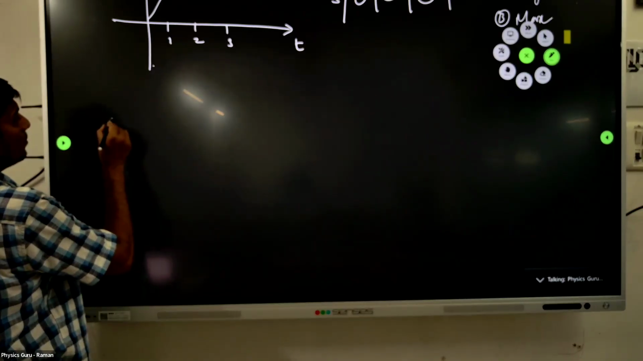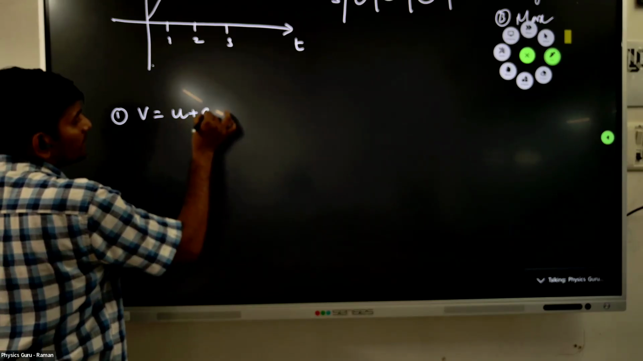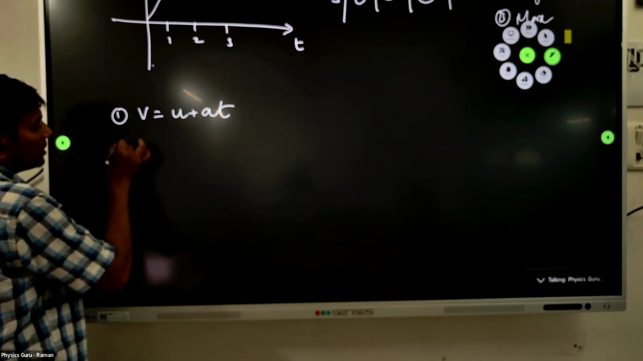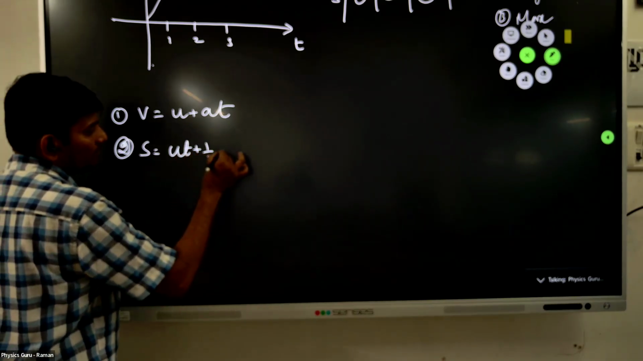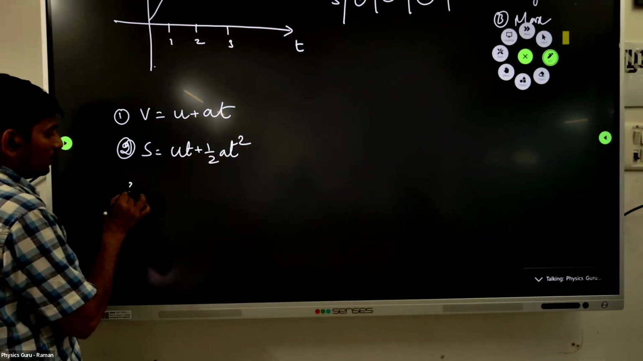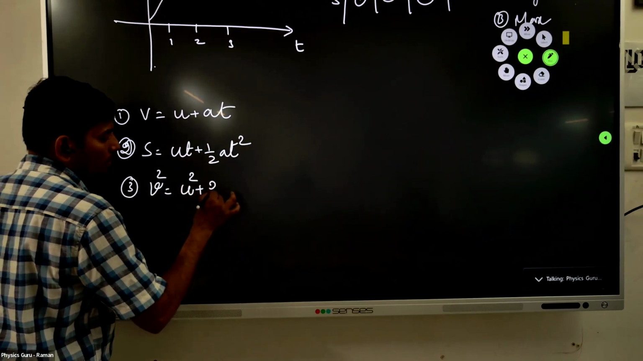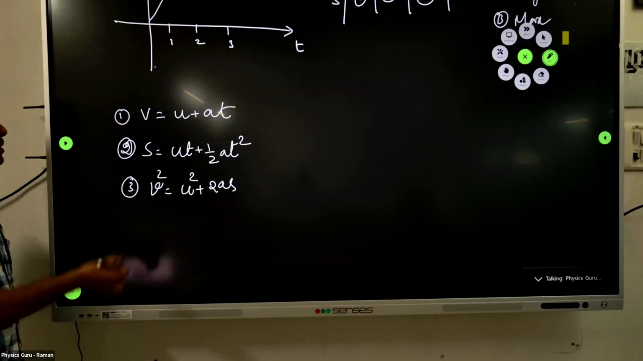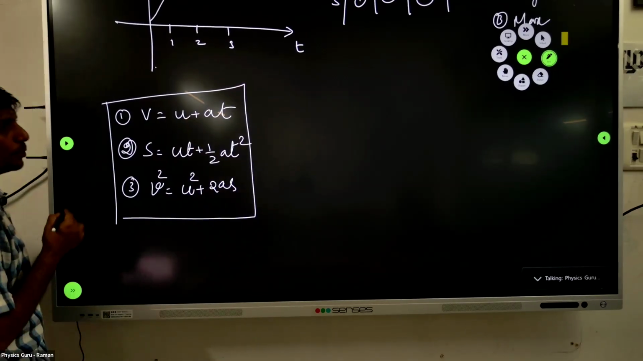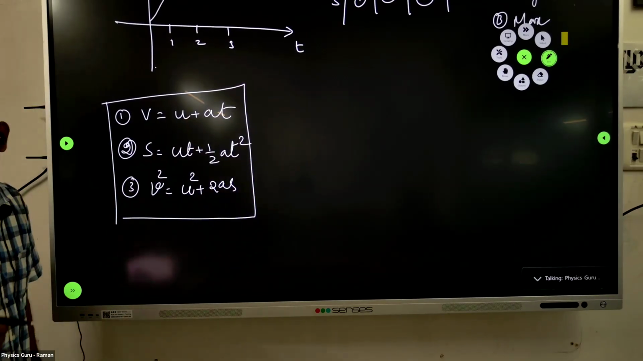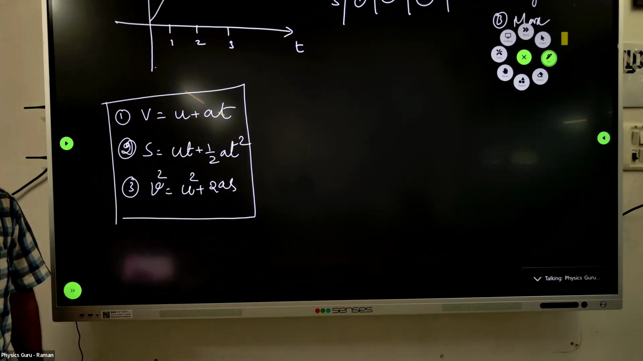So the first equation we derived would be what, sir? First equation is V is equal to U plus AT. And the second equation, S equals UT plus half AT squared. And the third equation is V squared is equal to U squared plus 2AS. So these are the 3 equations we learned. And for these 3 equations to be true, the condition must be what, sir? Acceleration needs to be constant.